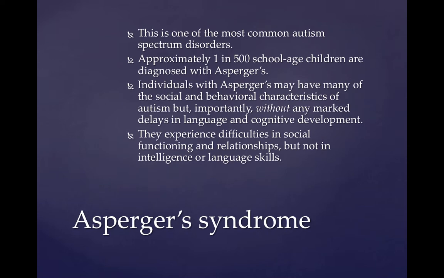Asperger's syndrome is one of the most common autism spectrum disorders. Approximately 1 in 500 school-age children are diagnosed with Asperger's. Individuals with Asperger's may have many of the social and behavior characteristics of autism, but importantly, without any marked delays in language and cognitive development. They experience difficulties in social functioning and relationships, but not in intelligence or language skills.